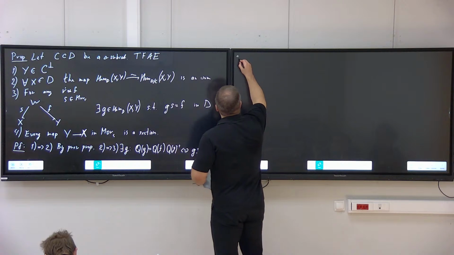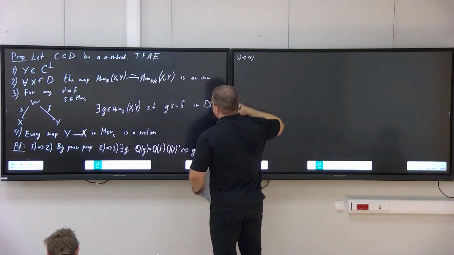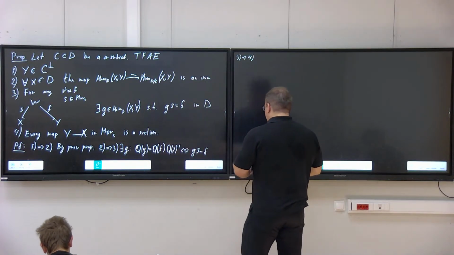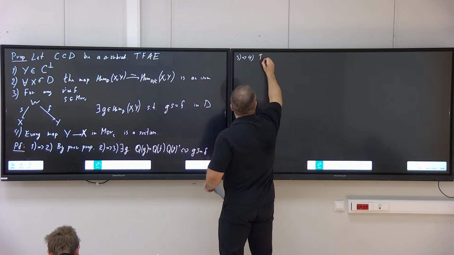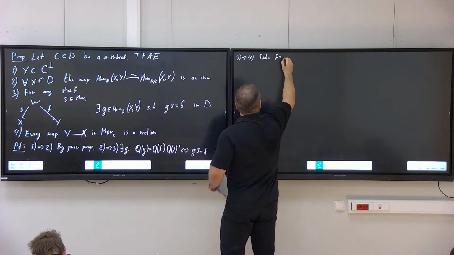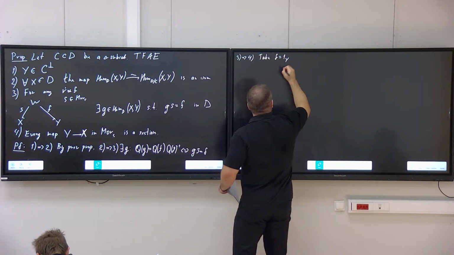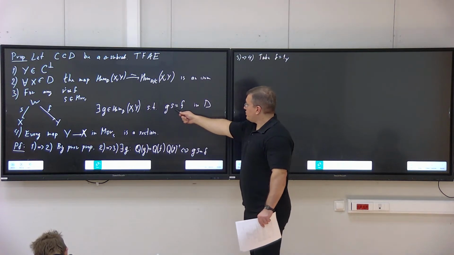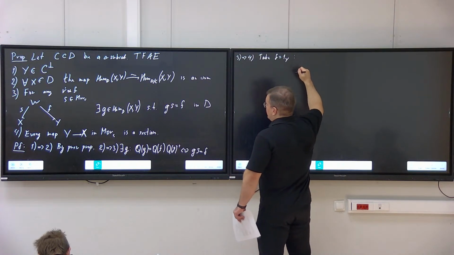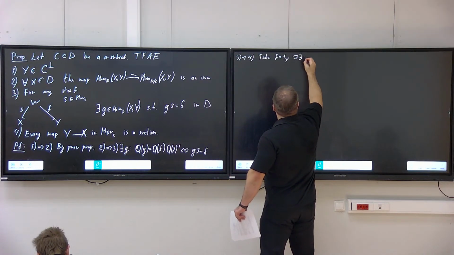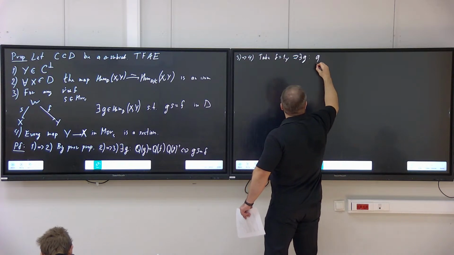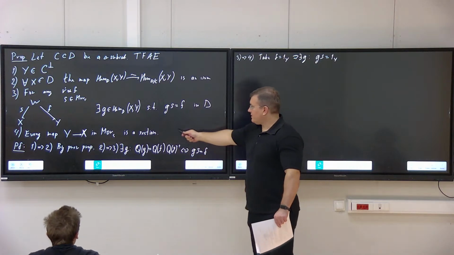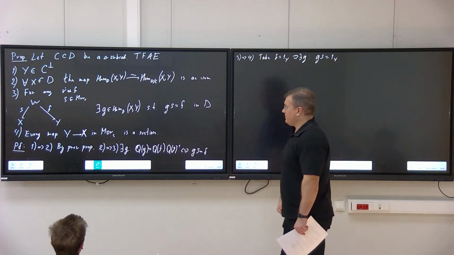Okay, so 3 implies 4. Again, a simple observation. What I can do is take F equal to the identity on the object Y. Then the existence of such G means that there is G such that GS is equal to the identity on Y, which is exactly what I mean by saying that any map is a section.